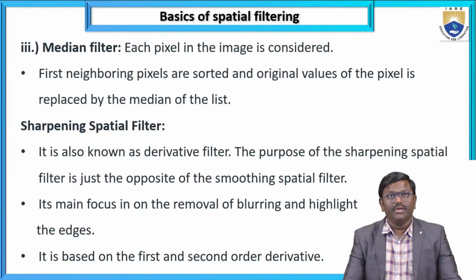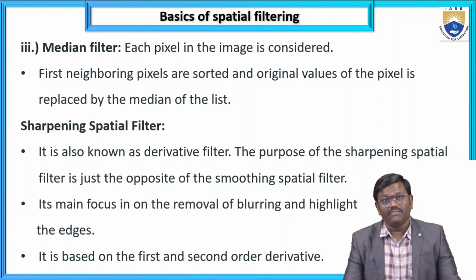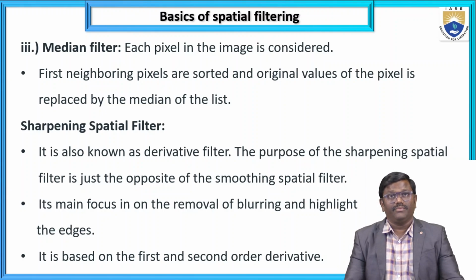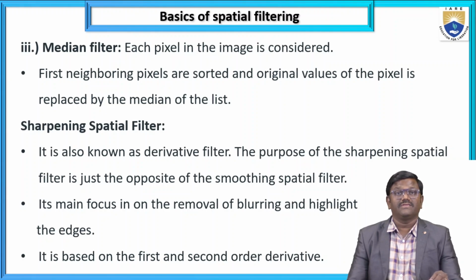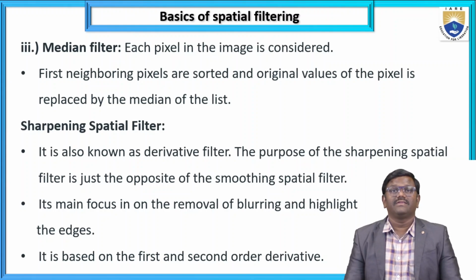So far we discussed order filtering. We can also extend that to understand the order statistic process in the view of the median filter. Here each pixel in the image is considered, the neighboring pixels are sorted, and the original value of the pixel is replaced by the median of the list.